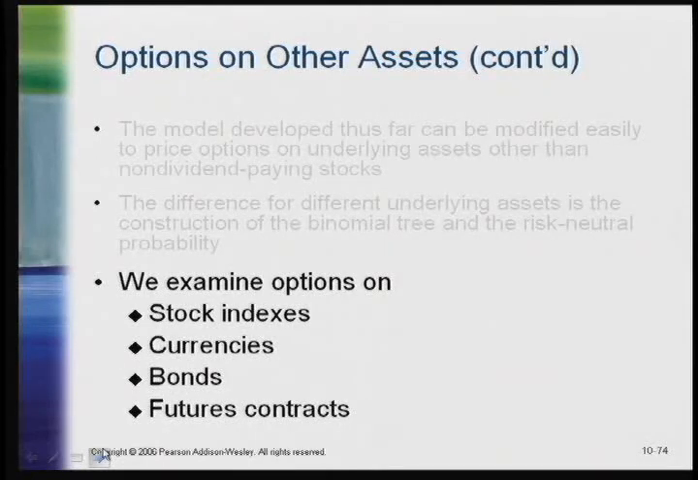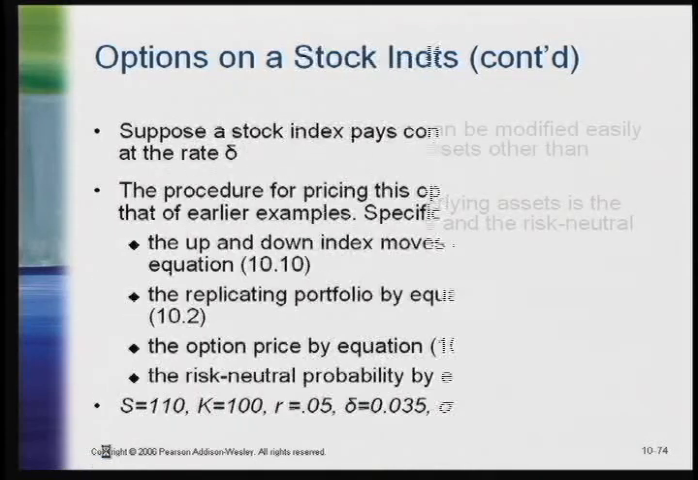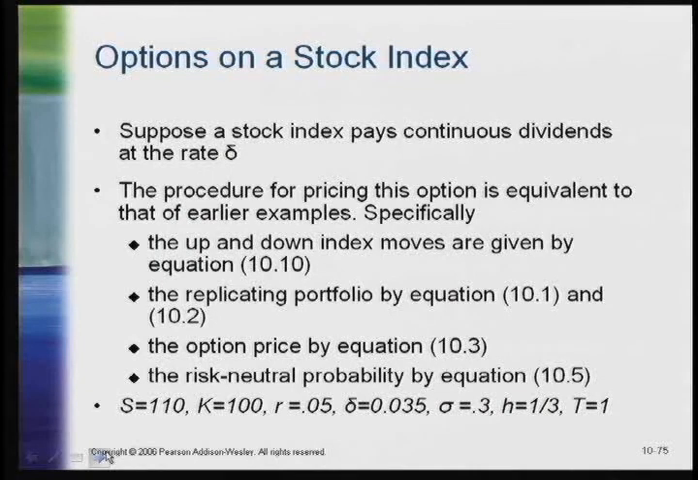So we'll examine options on stock indexes, which is basically a stock with a continuous dividend, currencies, bonds, and futures contracts. We won't spend much time with bonds because the model for bonds will be dealt with in more detail in a later chapter. So let's look first at a stock index.